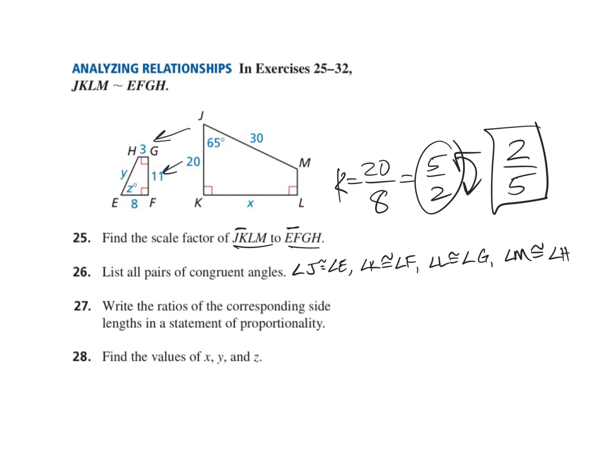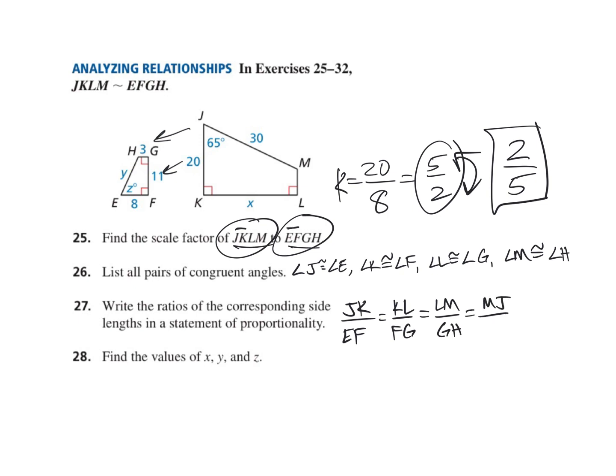All right, next one, 27. Write the ratios of the corresponding side lengths in a statement of proportionality. Again, we'll use these two things. So let's say JK is to EF as the next set, KL is to FG, and the next set, LM is to GH, and then the first and the last, MJ is to HE. And finally, number 28, find the values of X, Y, and Z.